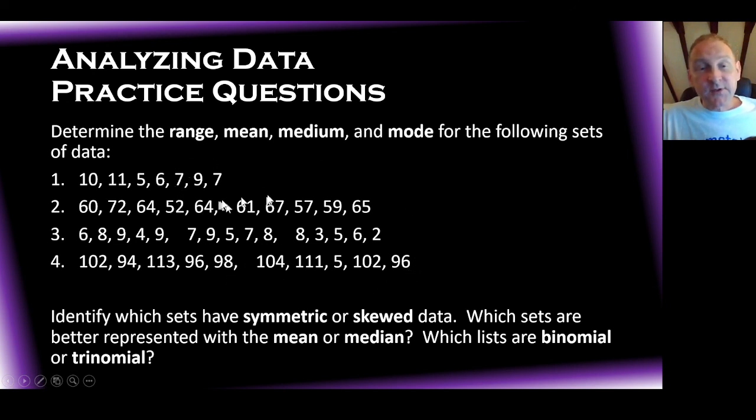And then after you figure out the range, mean, median, and mode, to really test if you understand what I was talking about here, identify which sets have symmetric or skewed data, which sets are better represented by the mean or median, and which lists are binomial or trinomial. So see if you can figure this stuff out with this data set. If you can, then I would say you have a good understanding of what we're doing here.